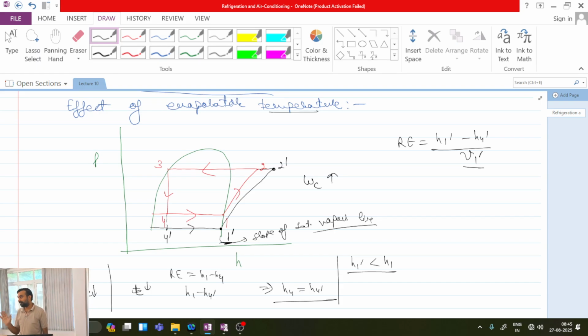Volumetric refrigeration effect we take into consideration, because ultimately what will be happening, you have some reciprocating compressor which is allowing the refrigerant to flow through it, and usually the displacement volume of the reciprocating compressor is always fixed. Let me explain this.